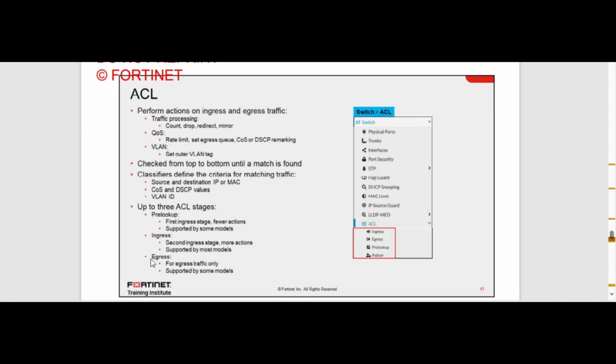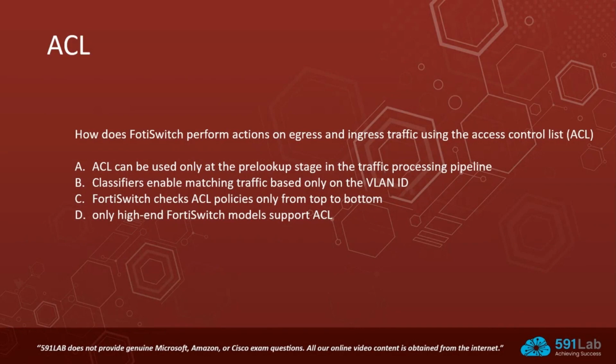Ingress. This is the second stage for ingress traffic. It supports a higher number of actions. Stage 3. Egress. Actions are applied on egress traffic only. And also, you may note that most of the FortiSwitch models support ACLs at the ingress stage. However, only some models support ACLs at the pre-lookup and egress stages. You can configure ACLs on FortiSwitch on the GUI and CLI. Now let's go back to the question and find out what is the correct answer.